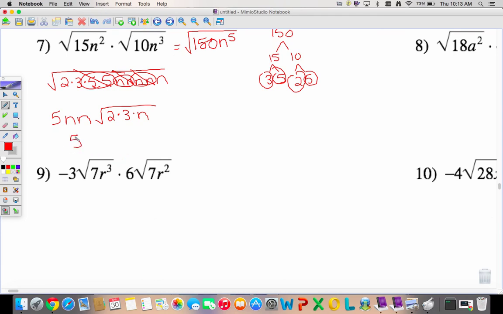Okay, so here we go. You have a 5. I'm going to leave my 5 out on the outside. N times n: remember your little exponents that you have here? You have a little 1 and a little 1. When you multiply, you add. So n times n would be n squared. On the inside of your square root, you have 2 times 3 is 6, and then you have an n just hanging out. So your final answer is 5n squared times the square root of 6n.